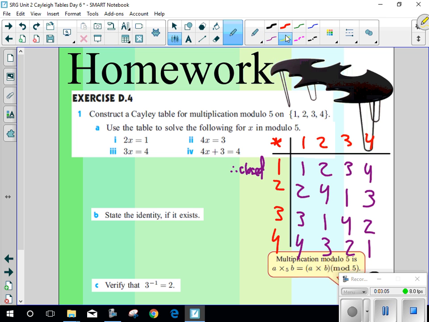Tell me, is it symmetric? Is it? Yeah. That's something. Love it. So if it's symmetric about the diagonal, yeah, it is going to be commutative since it's symmetric about the diagonal. Great.